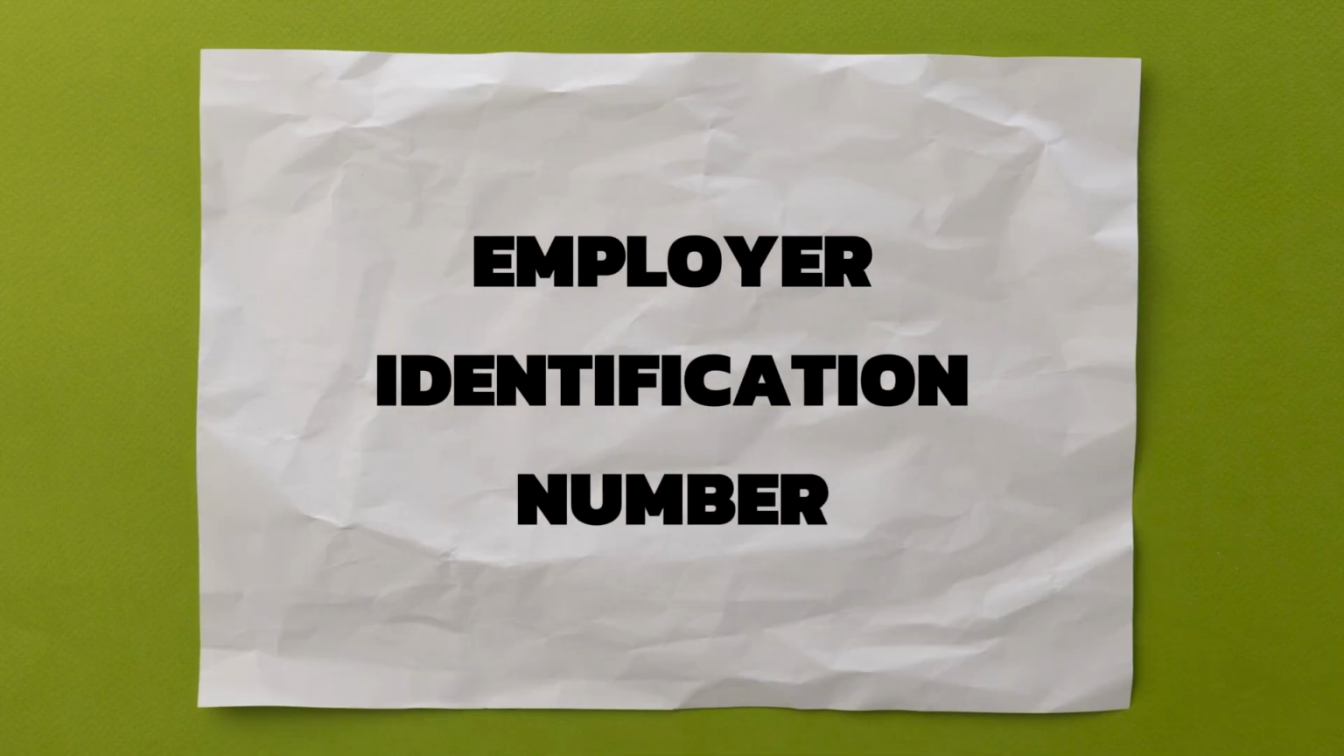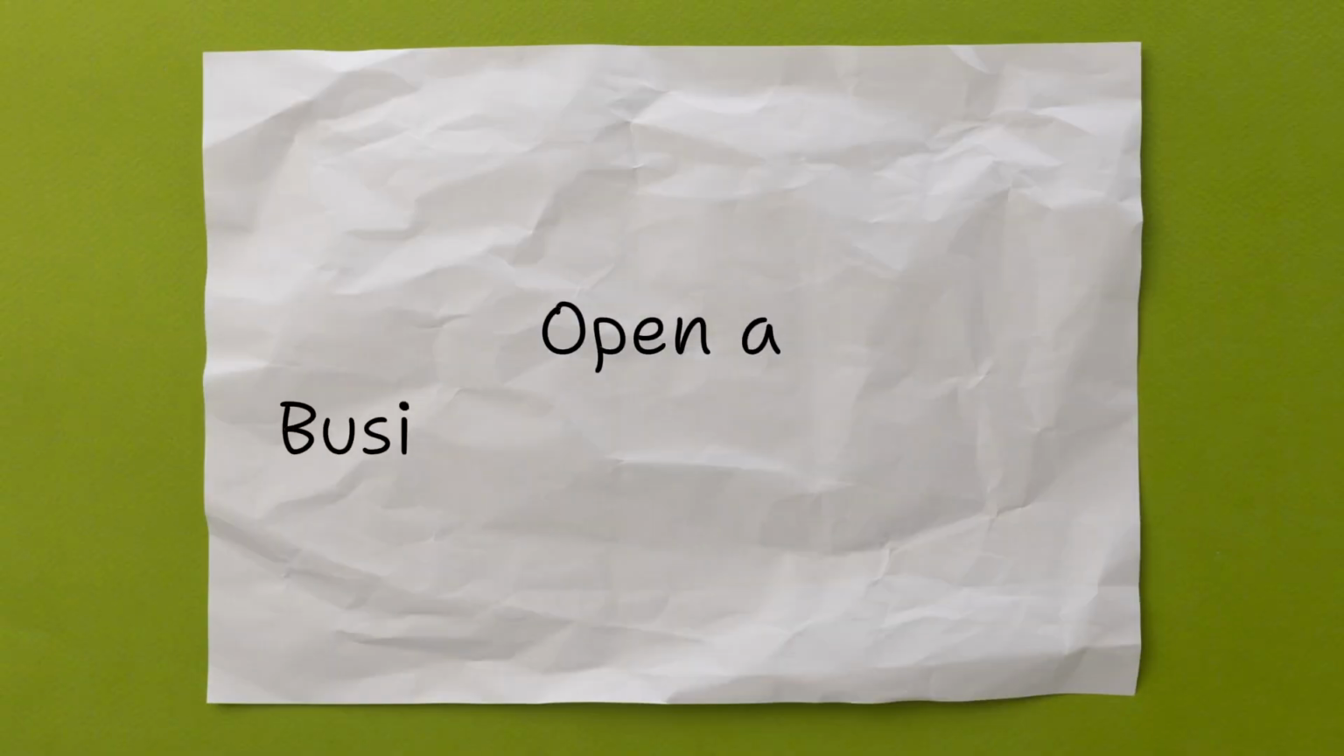Step number 4, you need to get your EIN. This is a 9-digit number that's basically your social for your business. How do you do it? Go to irs.gov.